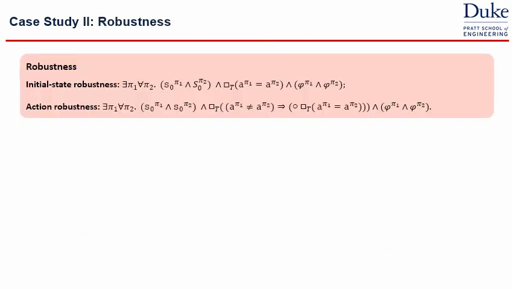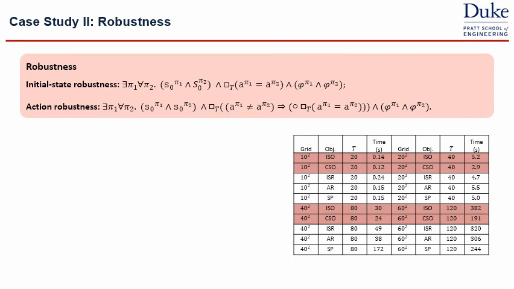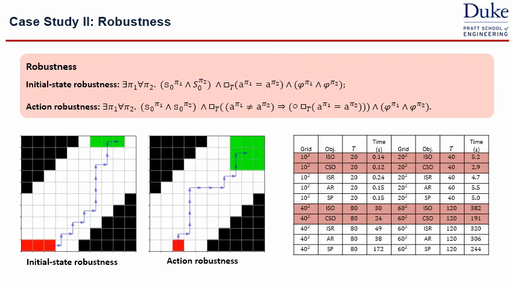The second case study is on robustness. We consider both the initial state robustness and the action robustness for some reachability problem, again on a grid world with obstacles. Again, we consider both 10 by 10 grids and 40 by 40 grids. The time consumption for 10 by 10 grids is a few seconds, and the time consumption for 40 by 40 grids is a few minutes. Here are the results for the synthesis for initial state robustness and action robustness for 10 by 10 grids.